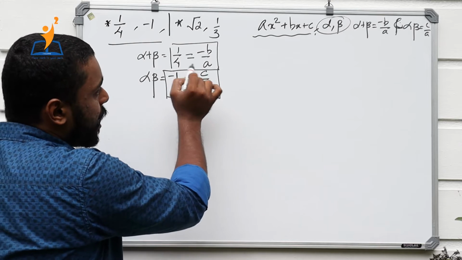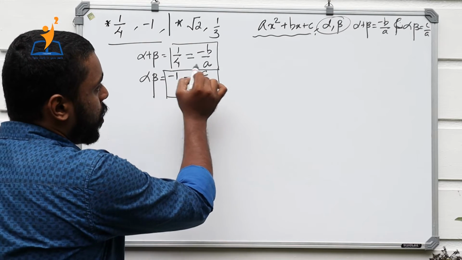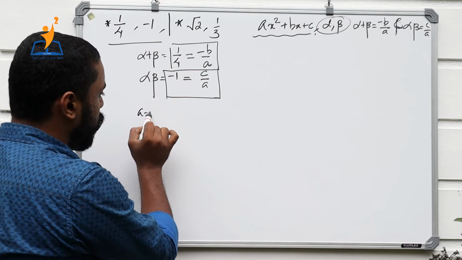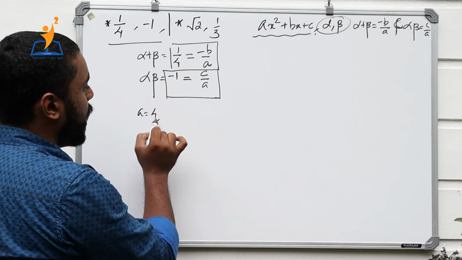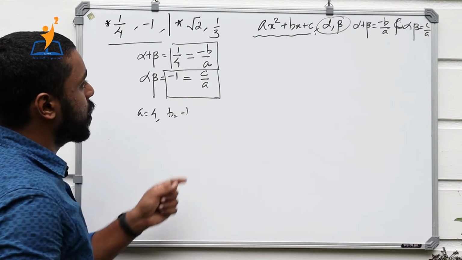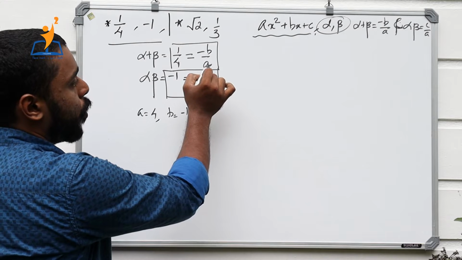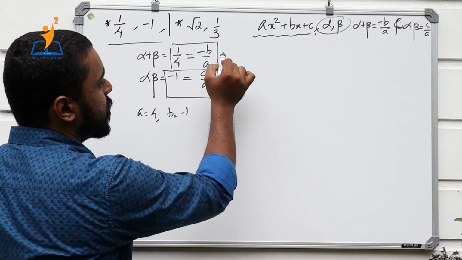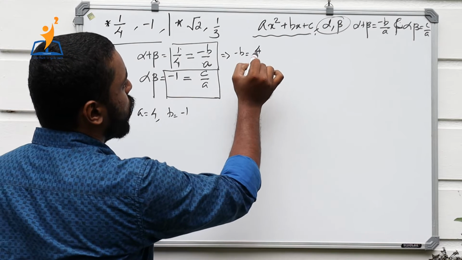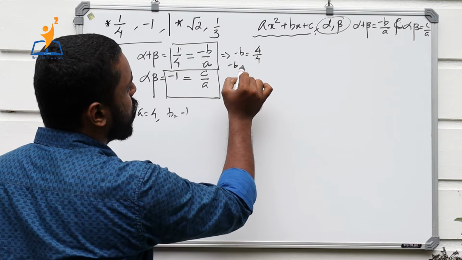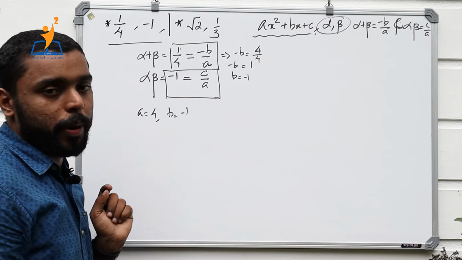Now we have to find a quadratic polynomial. From here we can choose arbitrary values. So we can choose a is equal to 4, and b is equal to -1. So minus b by a is equal to 1/4, right? When a is equal to 4, minus b is equal to 4/4, so minus b is equal to 1, so b is equal to -1.